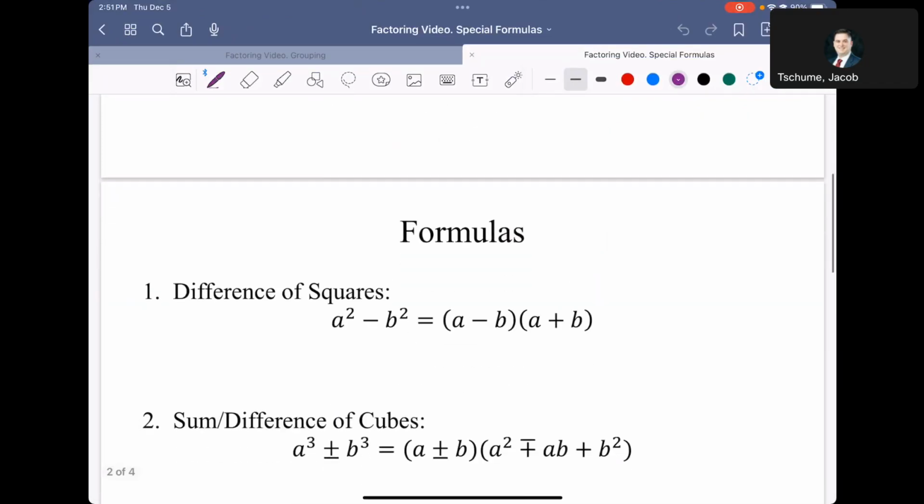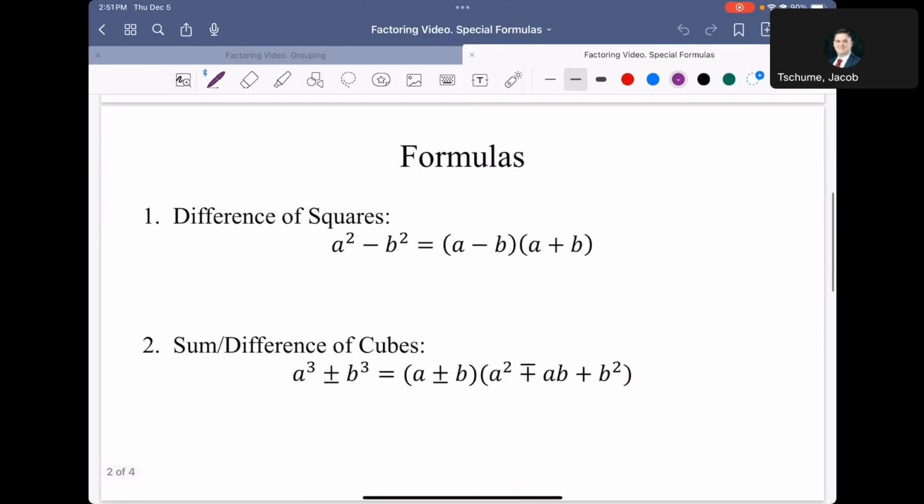For this video, we're going to cover three different formulas that might be beneficial for you to learn as we go through this course. Now, one thing you will notice about these formulas is that all of them only have two terms, whether that be the a squared minus b squared we're going to talk about in just a second, or a cubed plus or minus b cubed. So let's start with the first one.